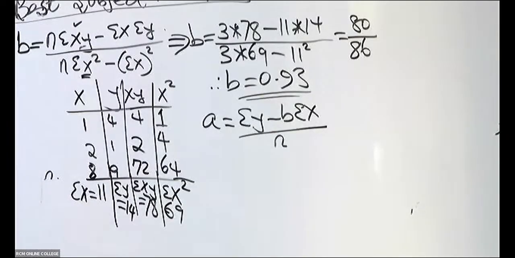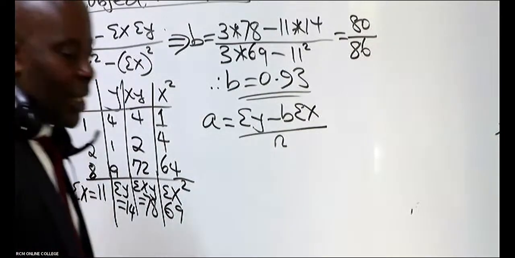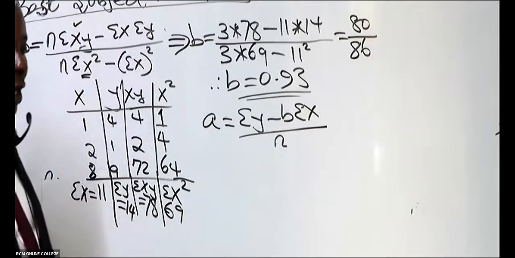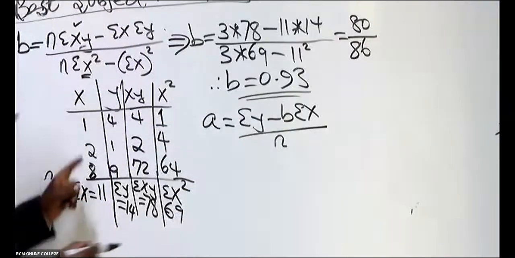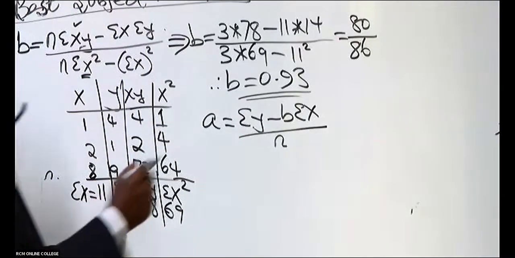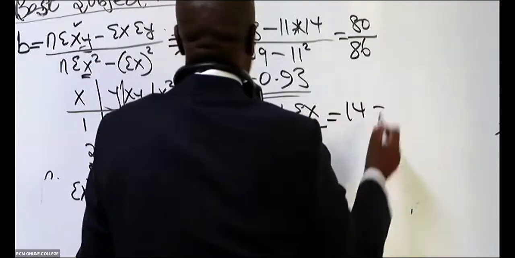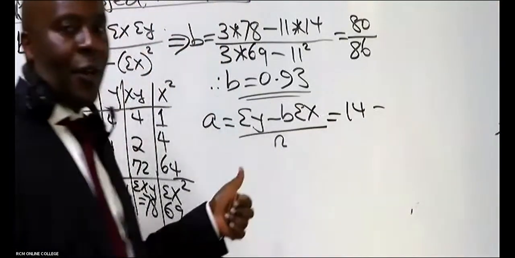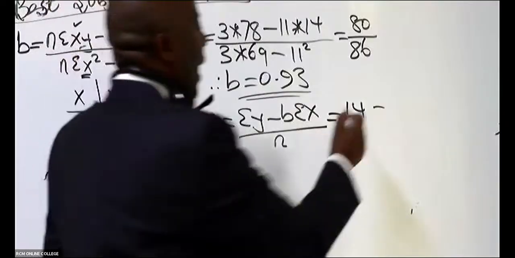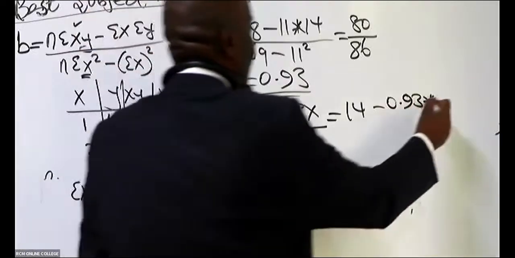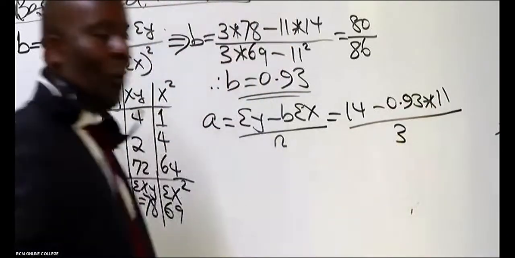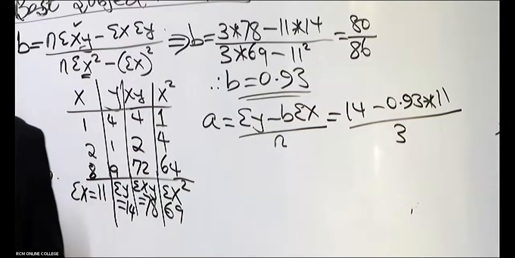All right, ladies and gentlemen, now we have everything which will be able to help us get this value of A. So then what do we have here? Summation of Y is here, 14. Summation of Y is 14 minus B. Already we have the B. B is 0.93 multiplied by summation of X, which is 11, and then everything to be divided by N, which is 3.